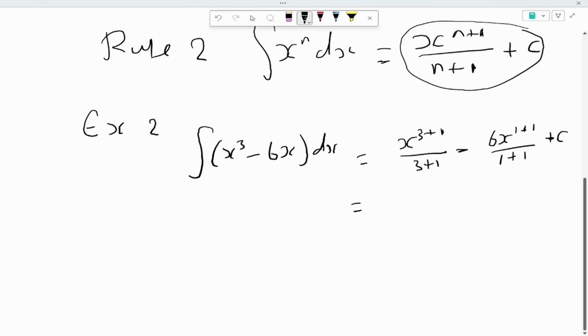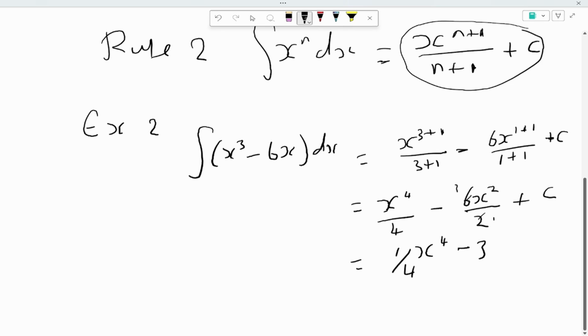Then it's going very simply. What you do next is x raised to power 4 all over 4 minus 6x raised to power 2 over 2 plus c. So what you end up having is 1 over 4 x raised to power 4 minus 3x raised to power 2 plus c. You've just successfully integrated the function.